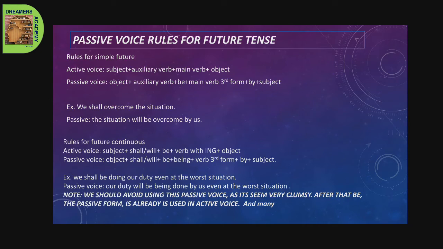Look at the simple future. Be is used in the passive voice, but in the future continuous tense we used be in the active voice, which should be used in the passive voice. But the sentence construction is like that, so the passive voice will be more clumsy, and we are advised not to use it in the writing section.